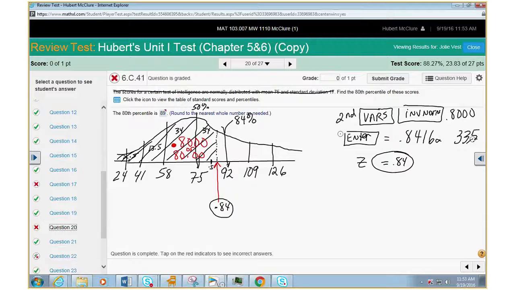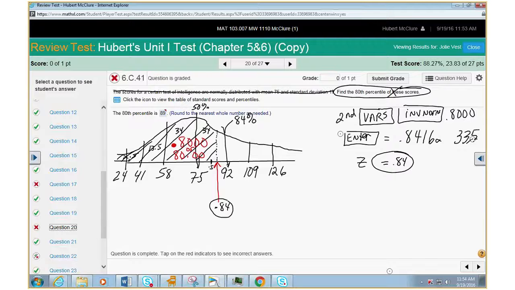They say find the 80th percentile of these scores. Now, I don't agree with the question. I would rather they say find what score represents the 80th percentile. I think it's a poorly written question. But they're asking for the score, not the z-score. So they're asking, what do I need to make on the test to be above the 80th percentile?